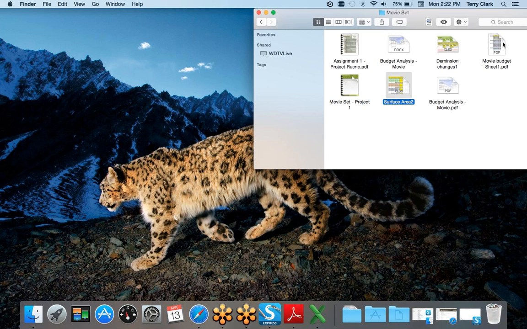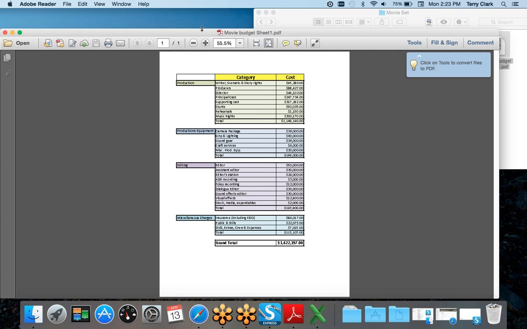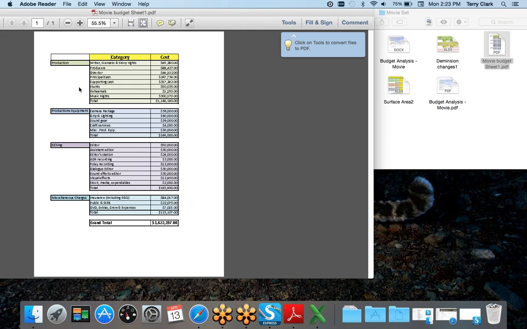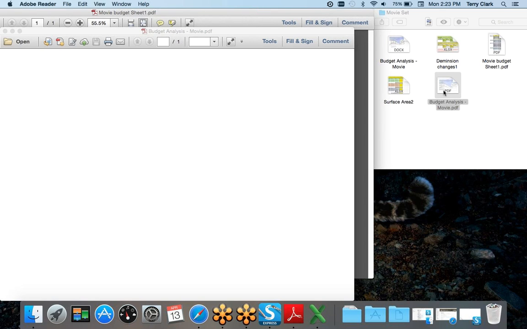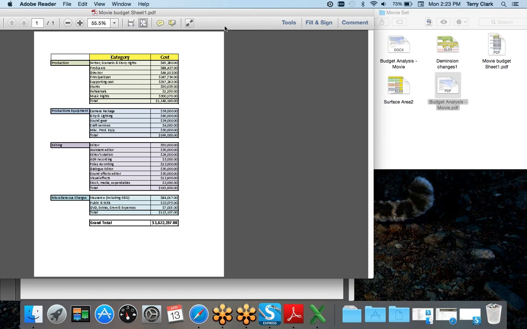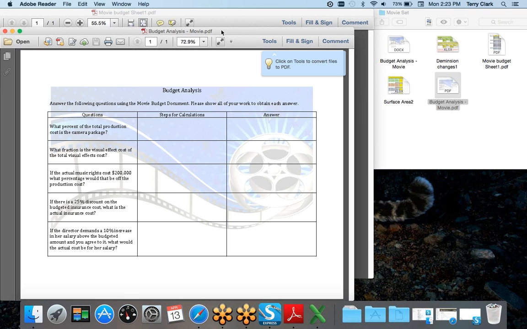After that, we need to pull up the budget. So here's our budget. We can see that the budget is based upon how much money we think we're going to spend for production, for the equipment, for editing, and also for miscellaneous charges. So this is what we're thinking we're going to spend, roughly around $1,622,197. From there, we'll take the budget analysis and look at it.